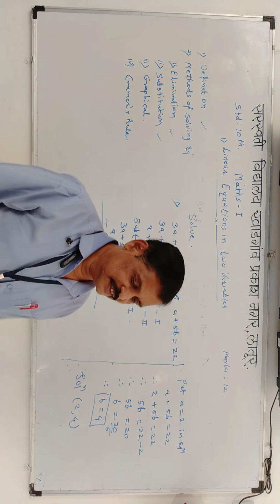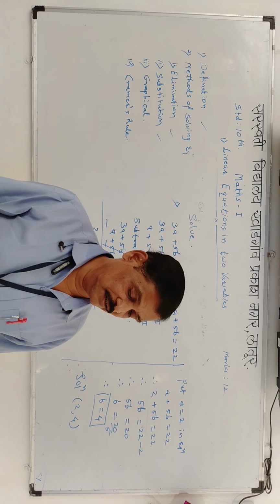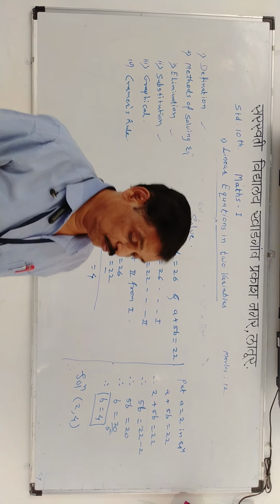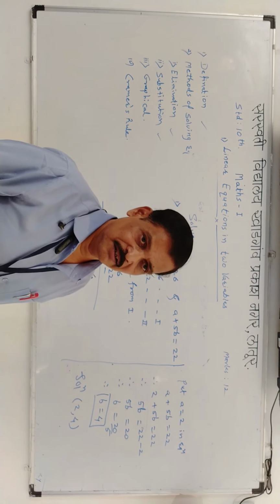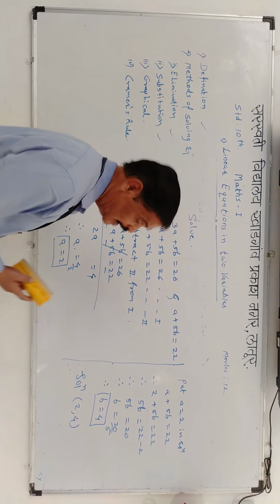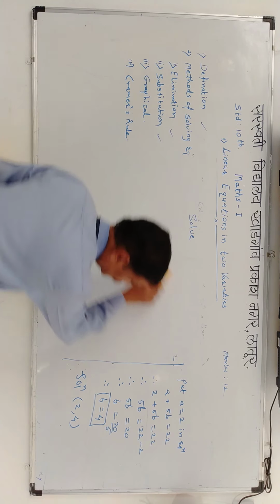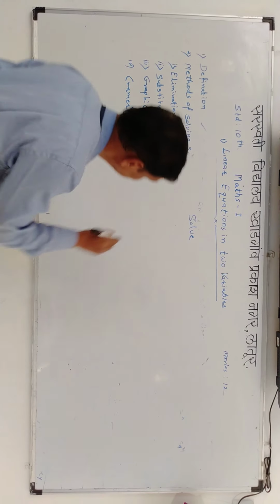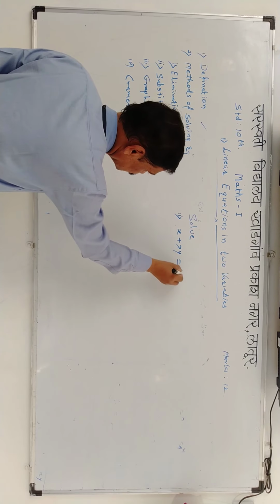Now, take down the second. This pair of linear equations is to be asked for 2 marks in the SSC examination pattern. Now, second: x plus 7y is equal to 10. Take down the second equation. x plus 7y is equal to 10.